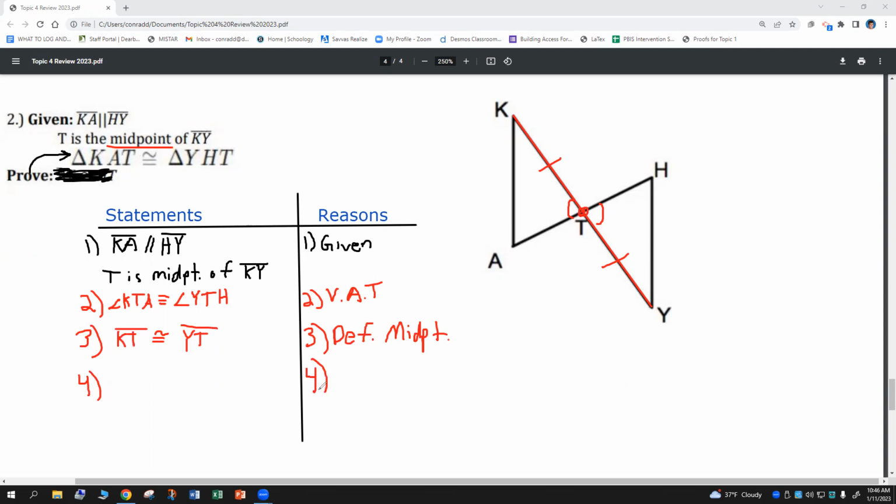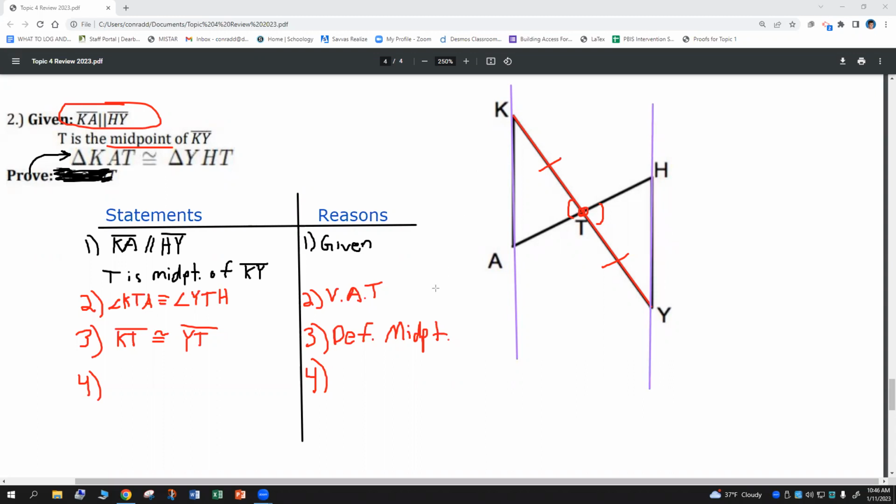Okay, next on our list is parallel lines, which we have right here. So if you have parallel lines, you're looking for alternate interior angles. So let me highlight our parallel lines. KA is parallel with HY.